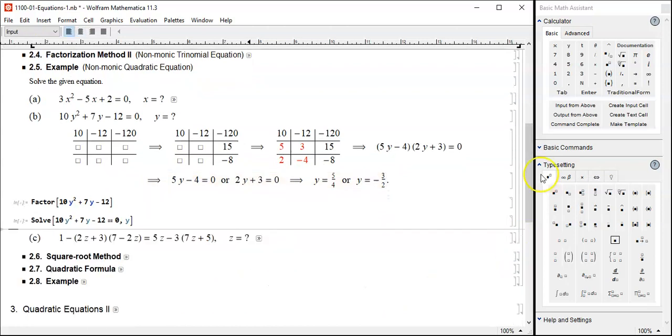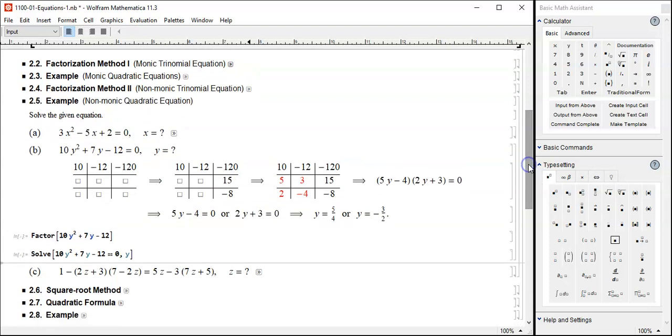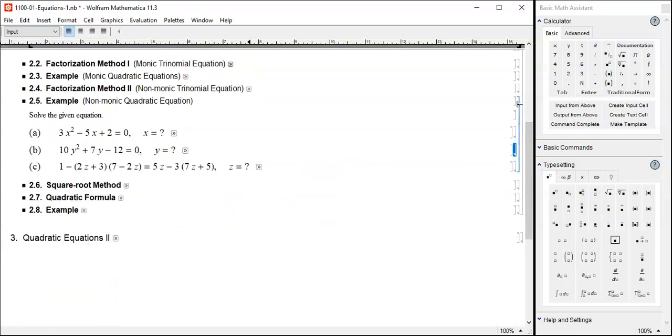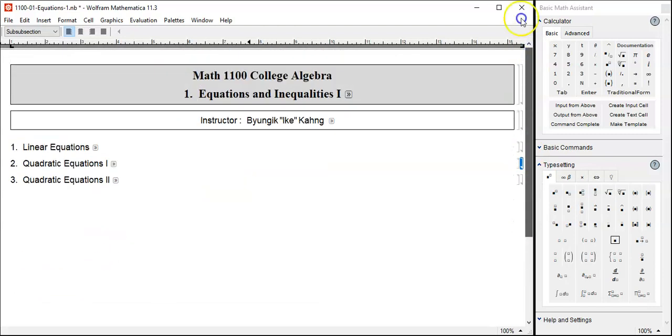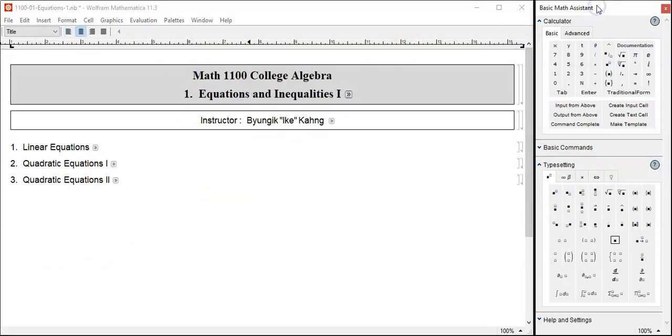So the factorization will handle it, and how to factor a non-monic quadratic trinomial, please practice. My method is the tic-tac-toe method, but if you prefer something else, please go ahead and use it.